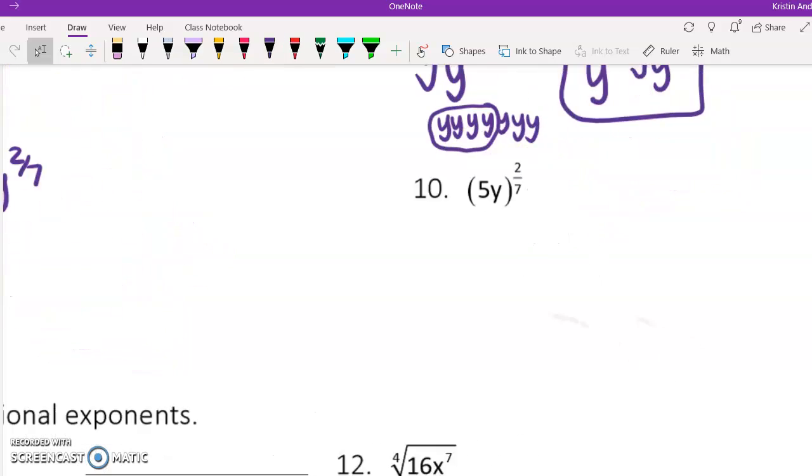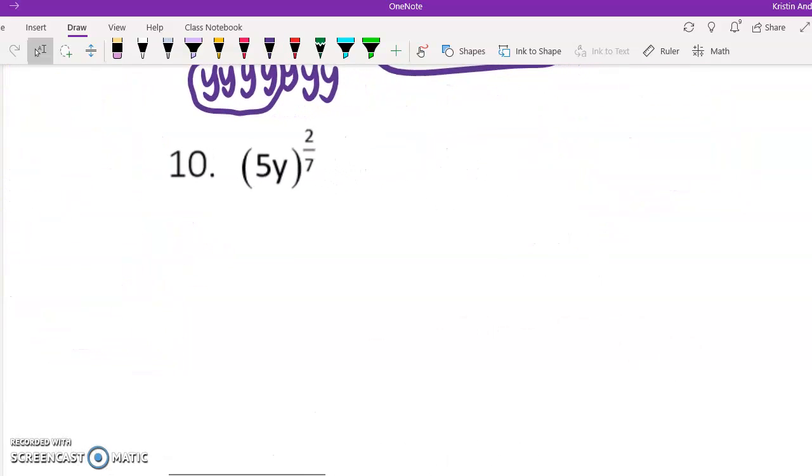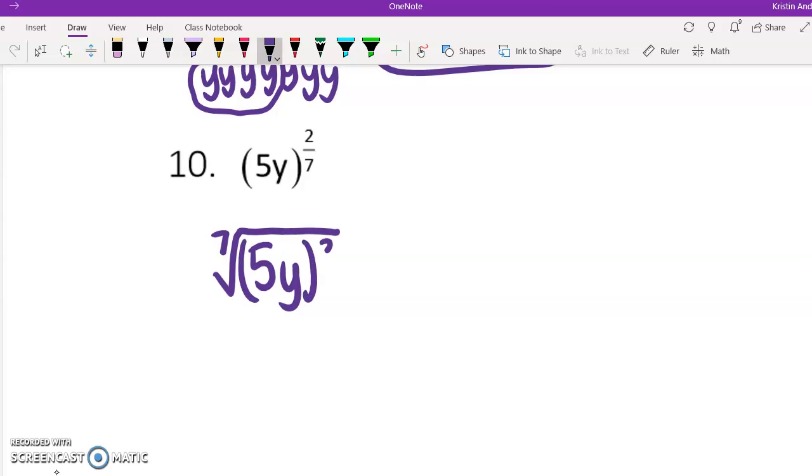Okay, and for 10, it is in parentheses, which means everything in here is being raised to the 2/7 power. So this is your 7th root of 5y squared. And because these are both being squared, you can rewrite this as the 7th root of 25y squared.